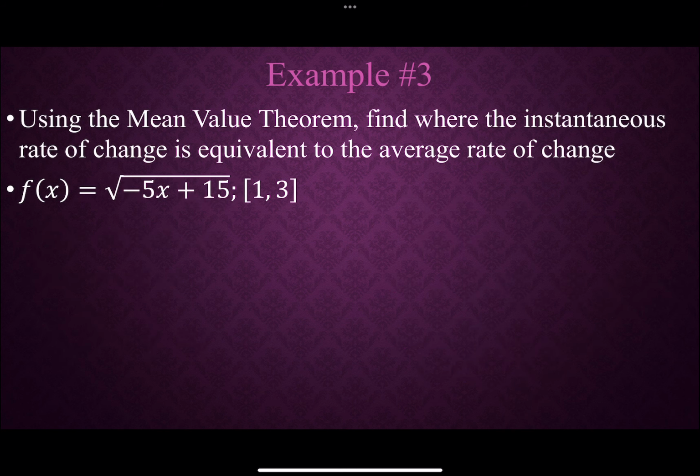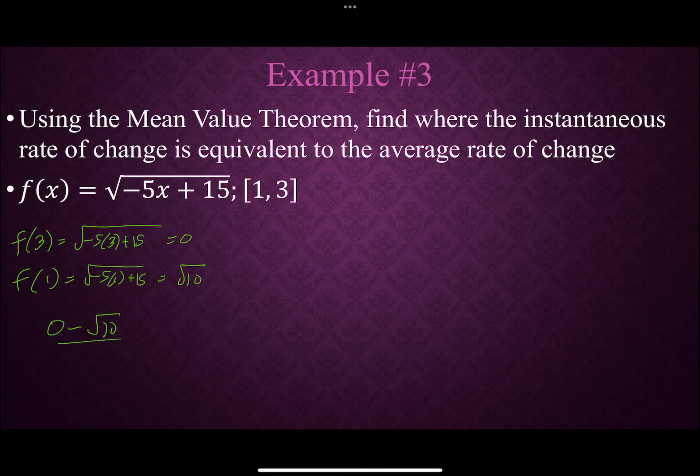All right, so here's a non-trig function. Same idea is going to apply though. So we're going to go ahead and take f of 3, which is the square root of negative 5 times 3 plus 15, which is 0. F of 1, which would be the square root of negative 5 times 1 plus 15, which is the square root of 10. So our average rate of change would be 0 minus root 10 over 3 minus 1, which is negative root 10 over 2.